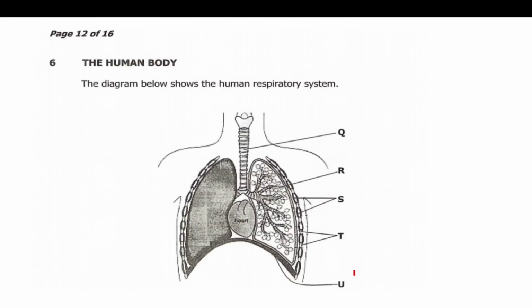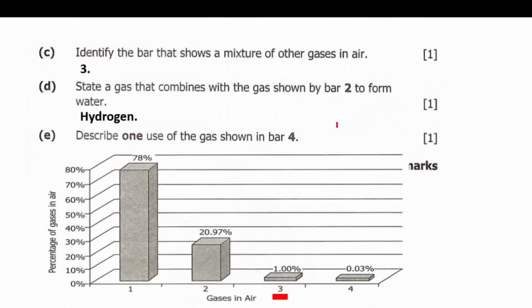E, describe one use of the gas shown in the bar 4 here, which is carbon dioxide. So the use of carbon dioxide is in fire extinguishers.